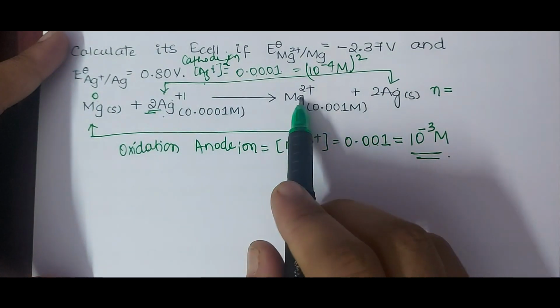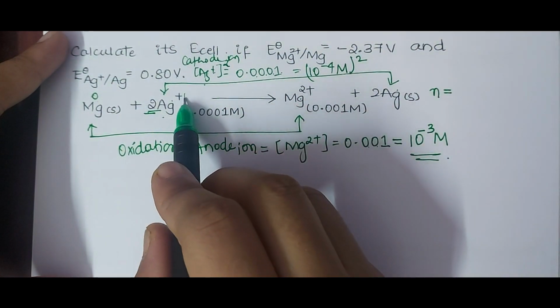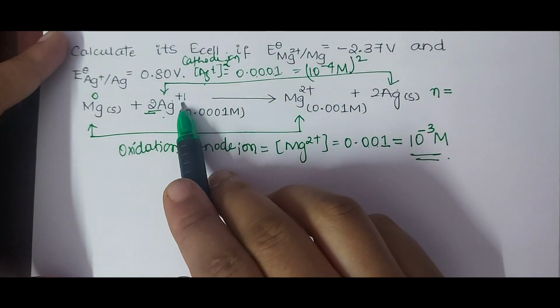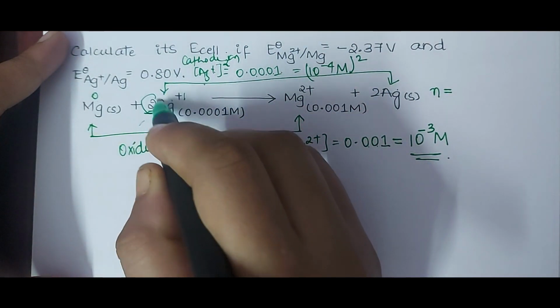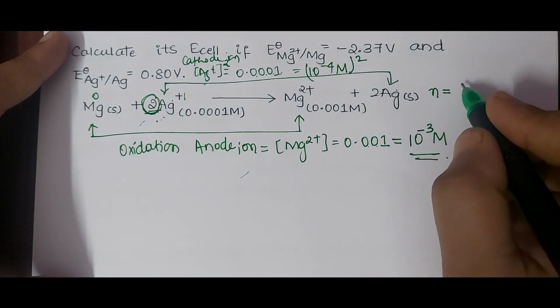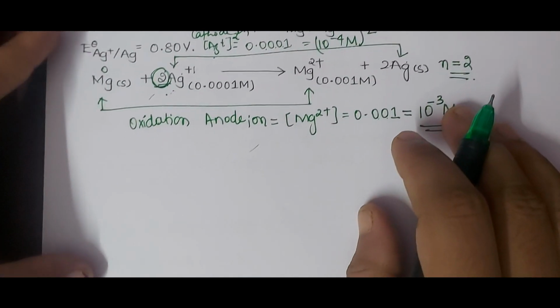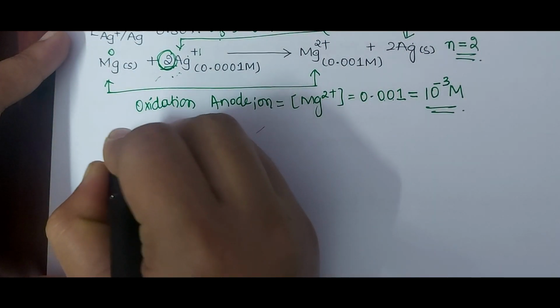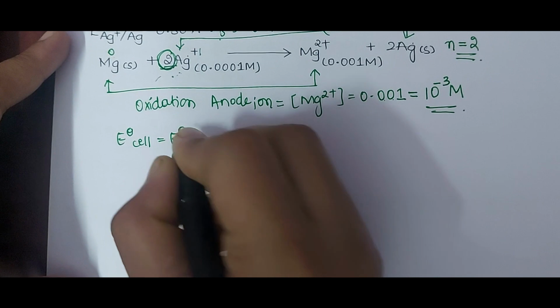So what would be your n value here? Mg changes from 0 to +2, which means it is losing 2 electrons, and Ag from +1 to 0 means gaining 1 electron. One ion gains 1 electron. But we have how many ions, 2 ions, which means it will gain 2 electrons. So the number of electrons lost should be equal to the number of electrons gained, and they are equal to 2 here. N value we have found out. Now one more thing we require is E0 cell. How E0 cell is calculated, we have already seen.